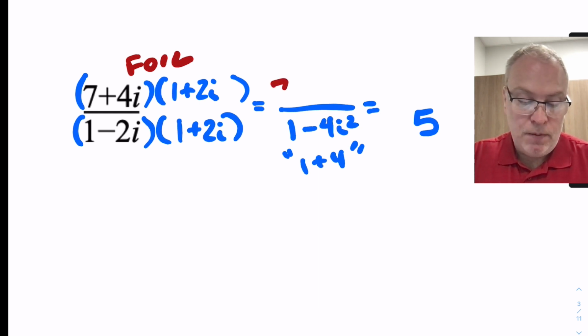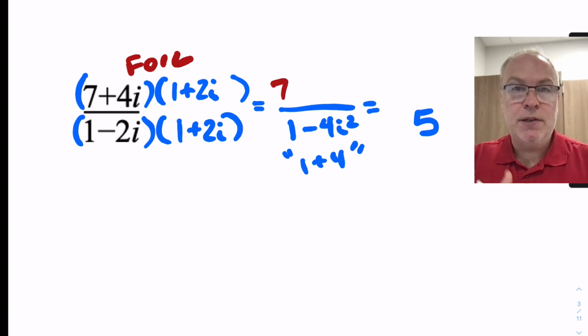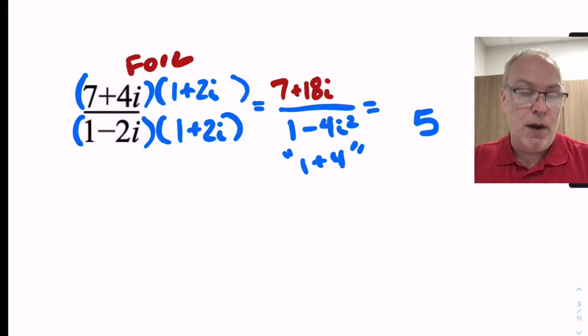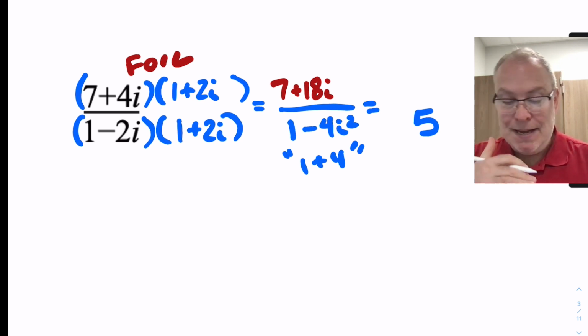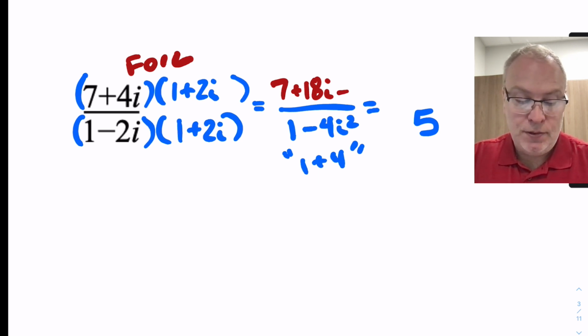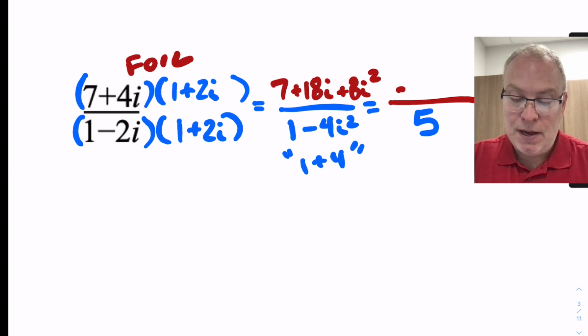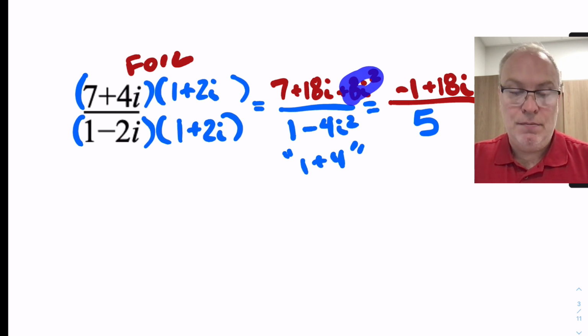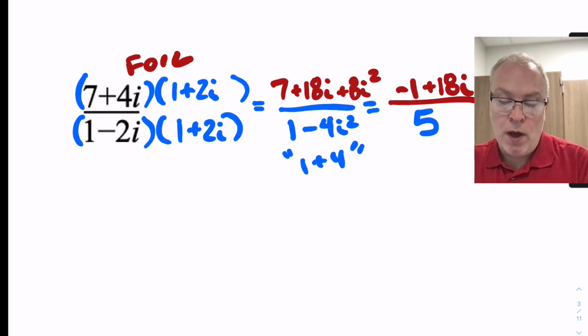So here we go, 7. And then on the outside, we got 14. On the inside, we got 4. That's 18i. And then the last is going to have an i squared, so it's going to be that whole negative 1 thing. So plus 8i squared. So that's really negative 8. So the answer is negative 1 plus 18i. Remember, this right here is really negative 8. Negative 8 and positive 7 is how I got that negative 1.